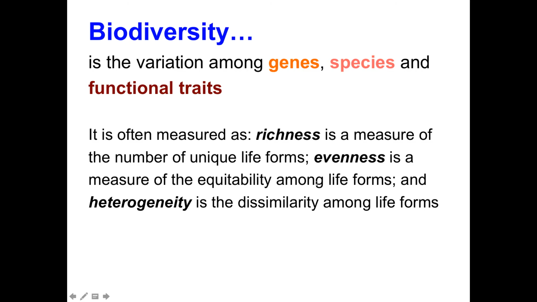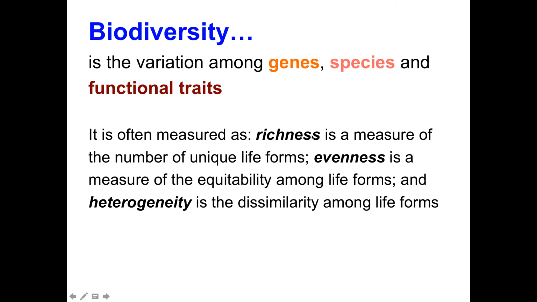So what is biodiversity? Can we define it? What's the definition? One definition is that biodiversity is the variation among genes, species, and functional traits. It's often measured as richness, which is a measure of the number of unique life forms, or evenness, and that's a measure of the equitability among life forms.